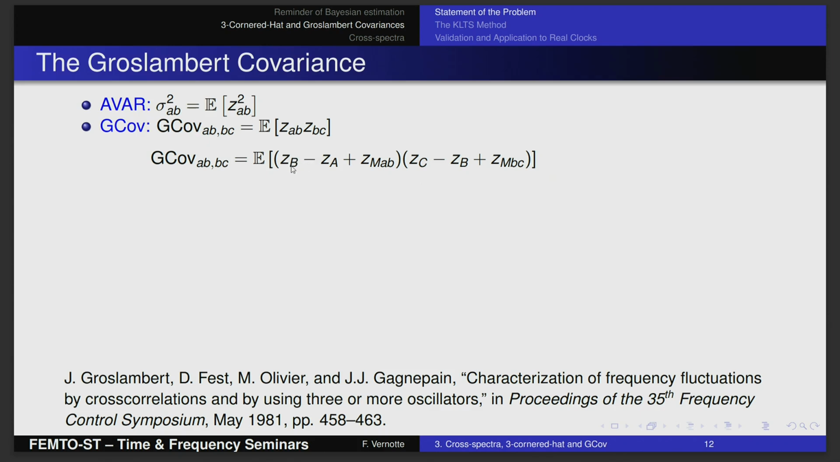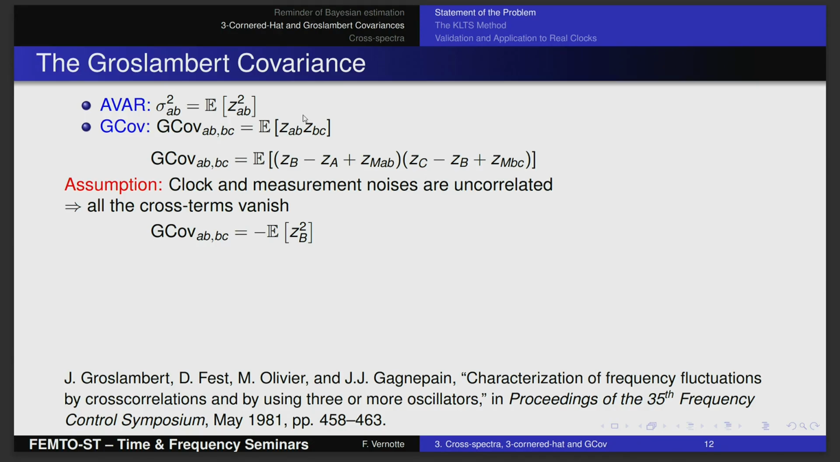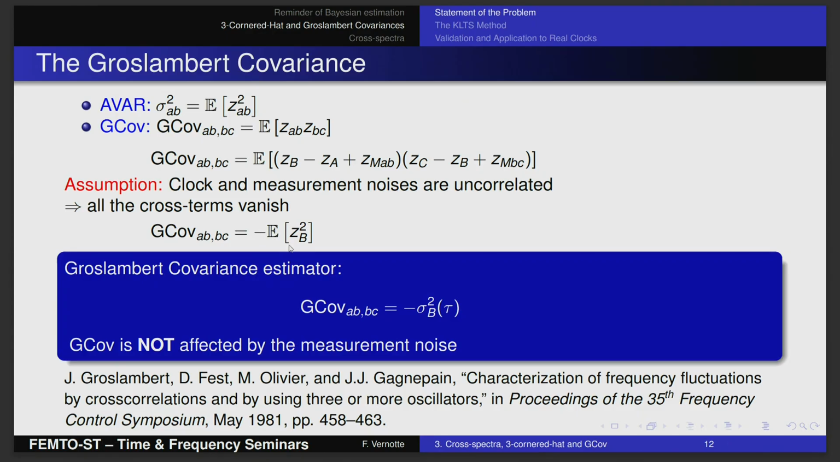But since all these terms are uncorrelated, all these terms will vanish. So we will retrieve only what remains. It's the variance of ZB square. So this is exactly what we call the Allan variance of B. There is a minus sign, so the result of the covariance is directly the variance of B with a minus sign, but it's a detail. It means that it's not affected by the measurement noise. You don't have here something which depends on sigma square of n. So it's a great advantage of this method because you get rid of the measurement noise.